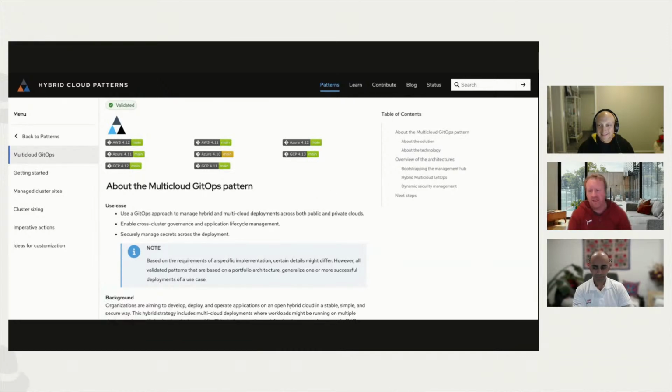But yeah, anyone could create a pattern. Anyone could submit a pattern for validation. We've had SAs, we've had consultants, we've had partners take patterns and improve them. They've created their own new ones. I'm not sure if I should say names, but it's definitely an open process, and we want your best ideas.